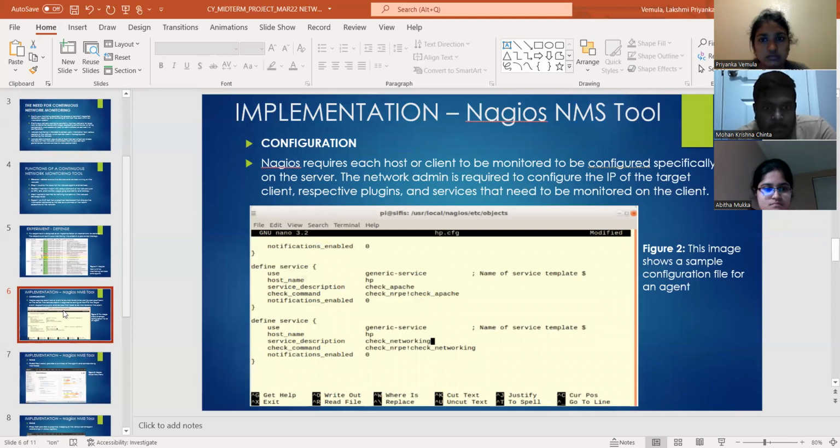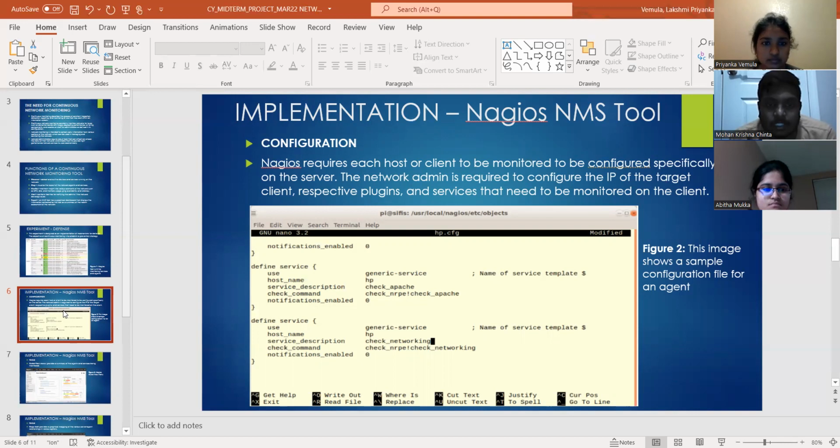And the implementation of the Nagios NMS tools: what type of configuration we are going to use and what we are doing. Let us discuss. Nagios requires each host or client and the monitor to be configured and specified on the servers. The network admin is required to configure the IP and the targets of the client, and the respective plugins and services that need to be monitored on each one.